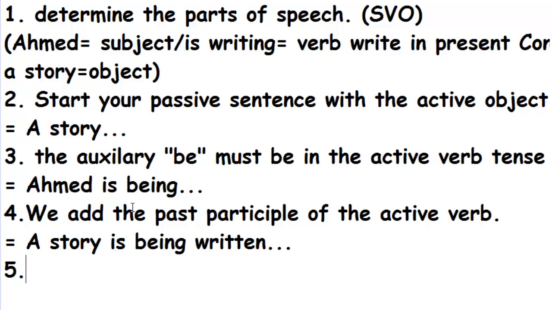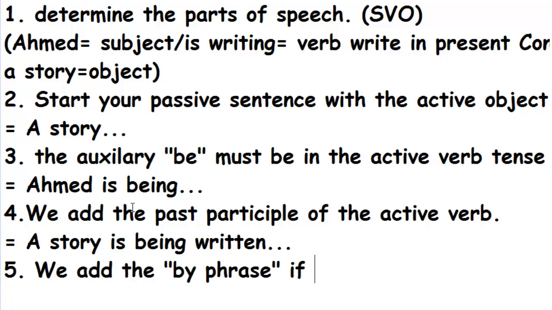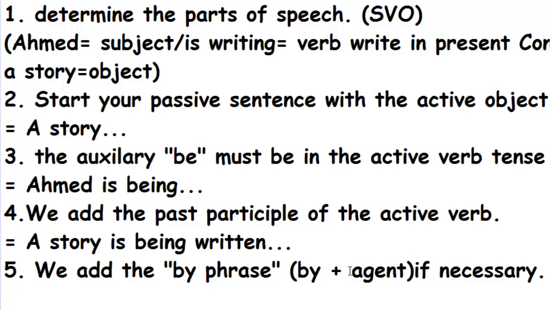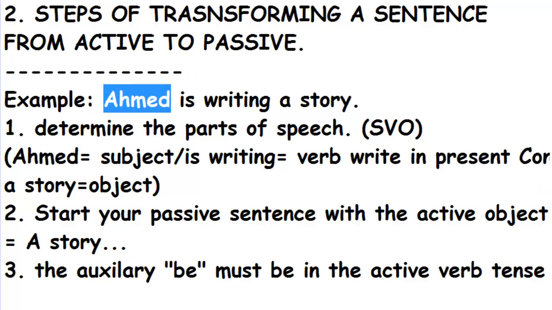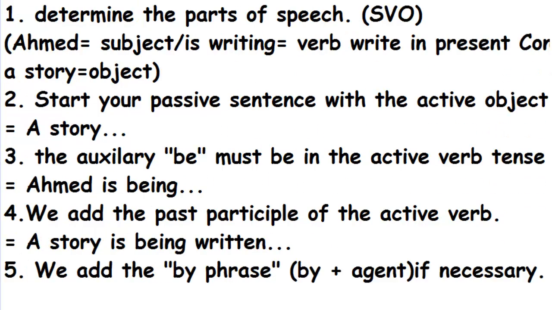Now number 5, the last step in this transformation is to add what we call the by phrase, if necessary. The by phrase means by plus what we call the agent. The agent here is the active subject, the subject in the active verb. When we say by Ahmed in the passive form, Ahmed is called an agent.